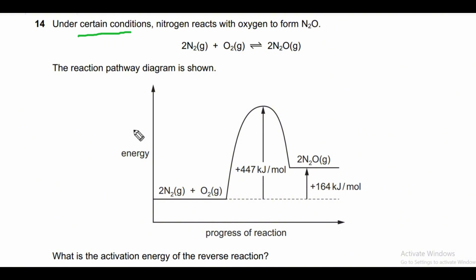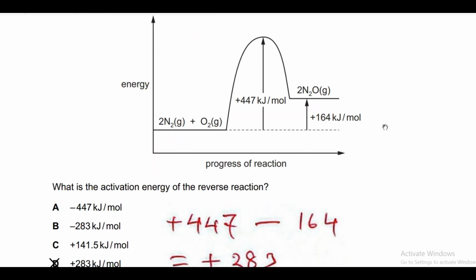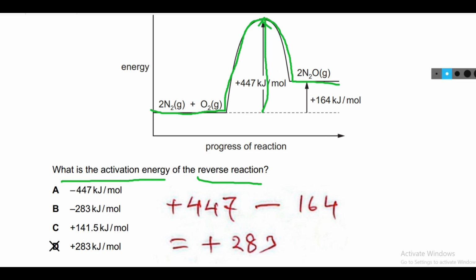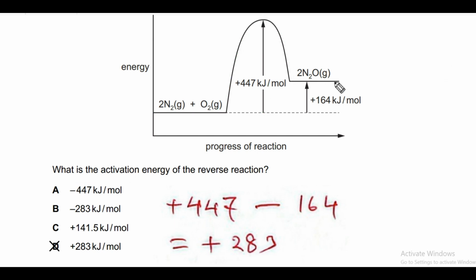Under certain condition, nitrogen reacts with oxygen to form nitrous oxide. This is the reaction. The reaction pathway diagram is given. So, what is the activation energy of the reverse reaction? Reverse reaction means product goes to reactant. This activation energy is for forward reaction, but reverse reaction will be products go to reactants. So for reverse reaction, activation energy will be this value.